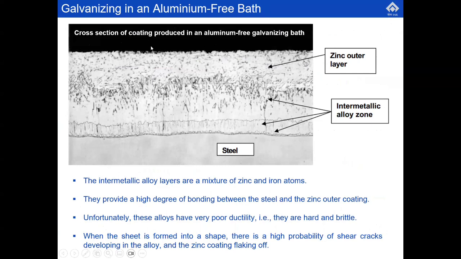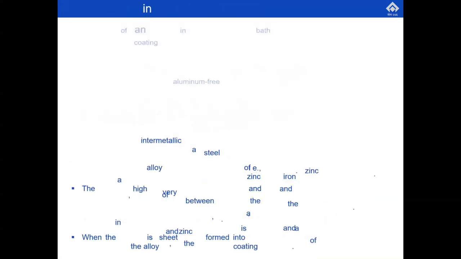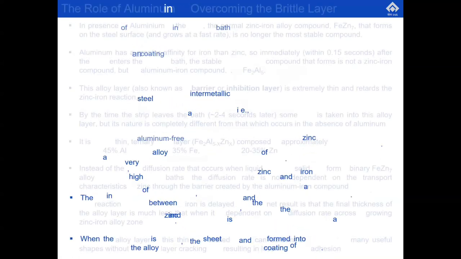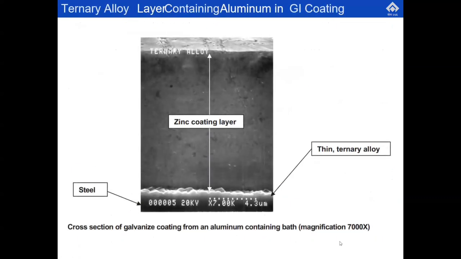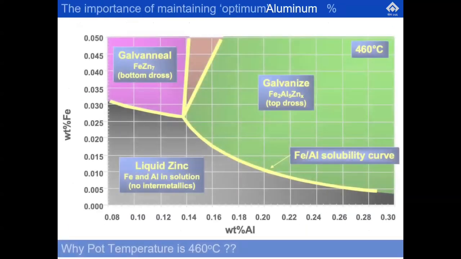This is a cross-section of the coating produced from an aluminium-free galvanizing bath. This intermetallic alloy zone is very brittle, and it is a very thick intermetallic zone. After adding aluminium, it forms an intermetallic called Fe2Al5, Fe2Al5Zn(x) we call it. So the alloy layer becomes thin, and above it there is a thick zinc coating layer. The brittleness is gone and now the material can carry the weight of the zinc as the coating.